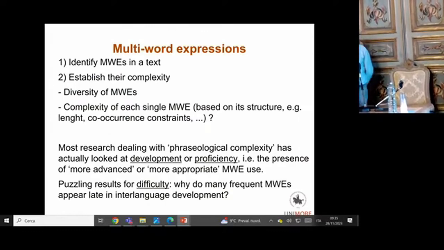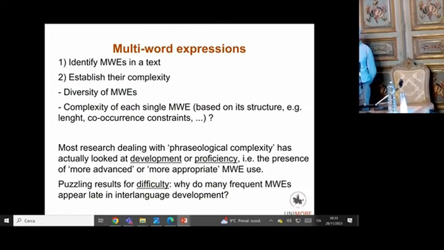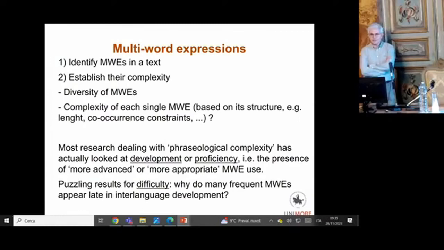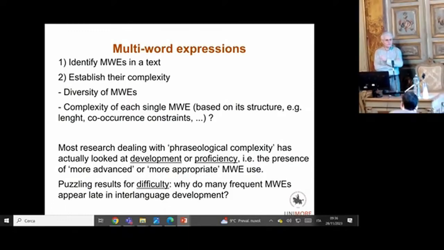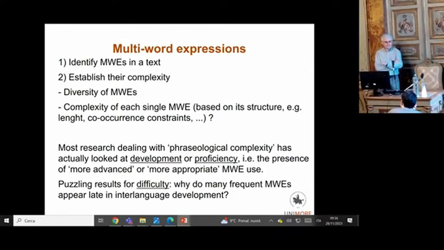I would say that most research that I know of dealing with phraseological complexity has actually been involved with development and proficiency, not with complexity. There is a lot of very interesting, valuable research about how multi-word expressions develop over time, how they are more or less related to proficiency ratings, and this is very interesting. I wouldn't say that it has to do with complexity in my definition. Okay.